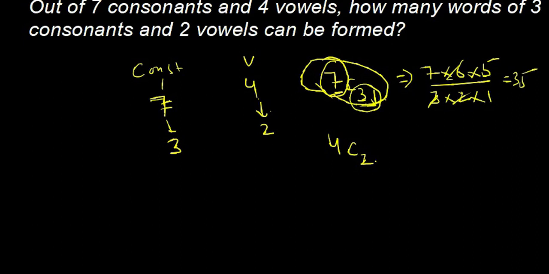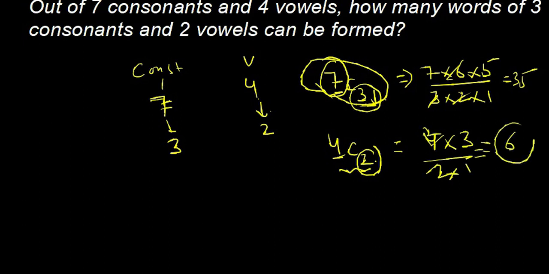Out of that, 4C2, how to solve 4C2? Same step, 2 steps downwards, including the 4th floor as well. So 4 into 3 divided by 2 into 1. So this is 2 2s are 4. So the final answer is going to be what? 6. So these are the answers.